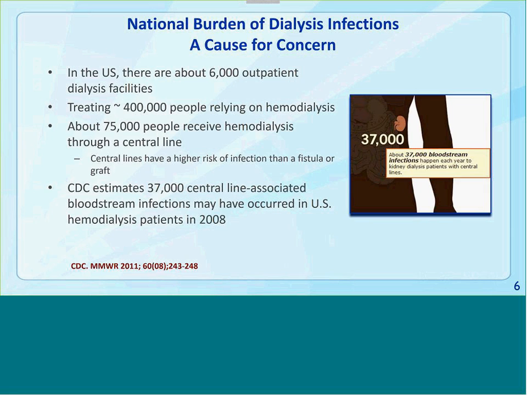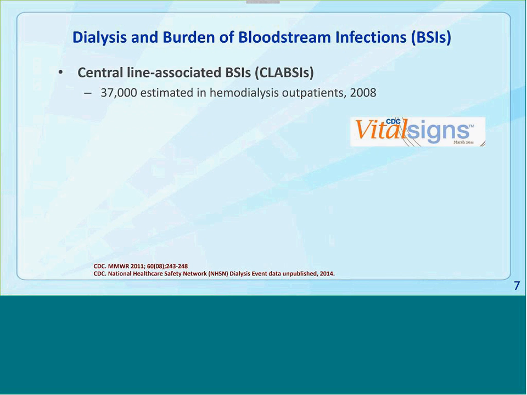At that time, CDC estimated that about 37,000 central line-associated bloodstream infections may have occurred in those hemodialysis patients in 2008. So if only 75,000 of those individuals were actually getting treatment through a central line, we ended up with 37,000 central line bloodstream infections. You can do the math and figure out the attack rate there. That's pretty high. A lot of our dialysis patients with central lines were getting infected.